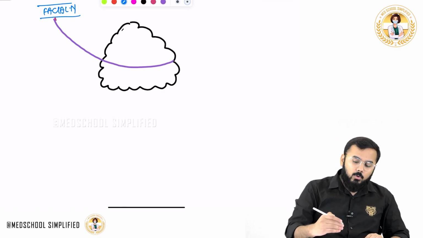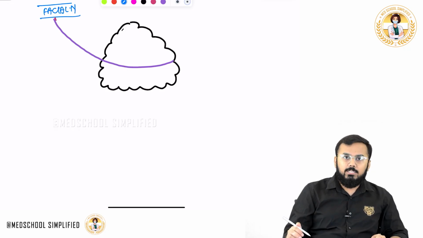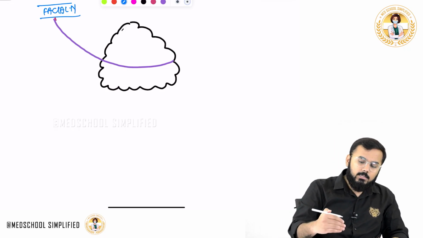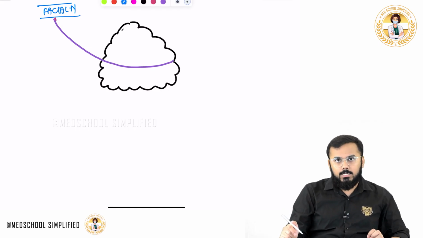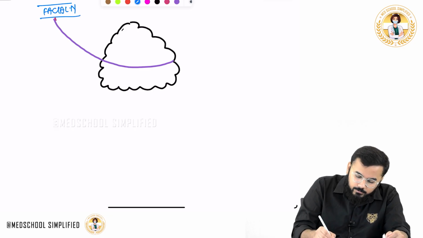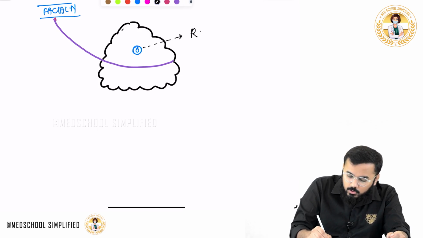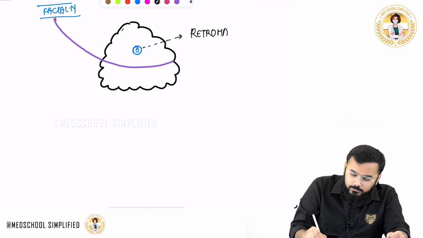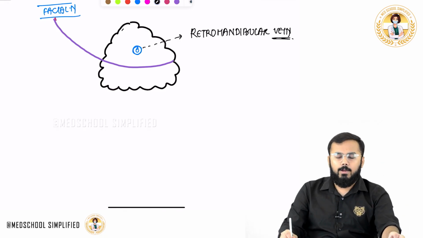Because of this facial nerve, the parotid gland is divided into two regions. One is called the superficial region, and the other is called the deep region. Above the facial nerve is the superficial region, and below it is the deep region. Now, within this parotid gland we have one more structure, a vein. This vein is called the retromandibular vein.